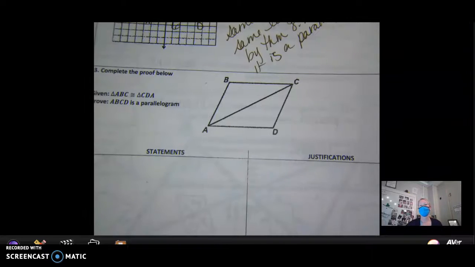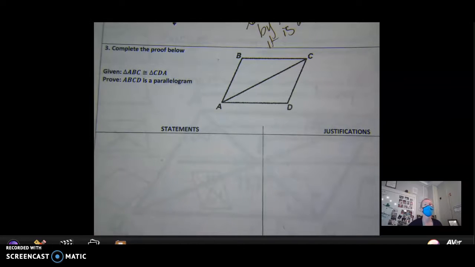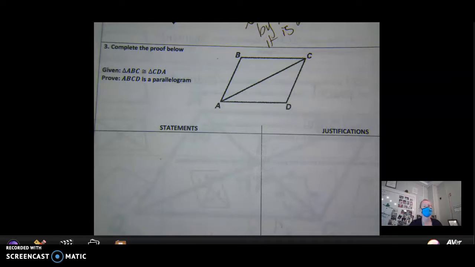I want for you to try this proof down below completely on your own. I will tell you that this can be proven in about 3 to 4 steps. So remember what to do in this. Your first statement is always your given. Your last statement is always what you want to prove, and then you have to have reasons for each one. So go ahead and try that.